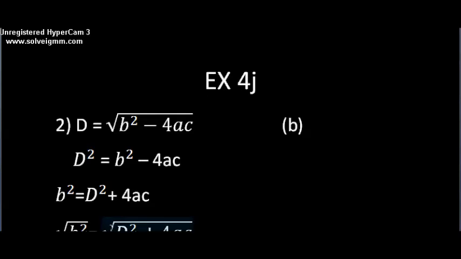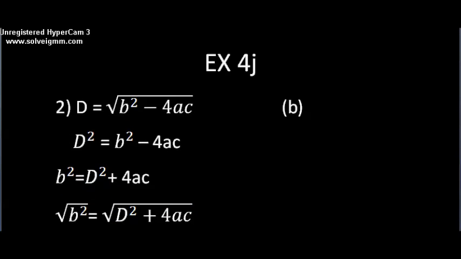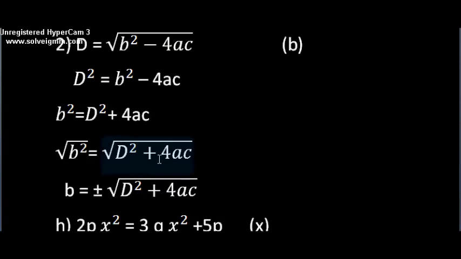And then in the next step, you have to find b actually. So all the extra terms with b you will take to the other side. It will become d square plus 4ac. But you have to find b. Here b square is given, so you will take the square root of both sides because you have to find b. So b is equal to the square root of d square plus 4ac. And with the square root symbol, your answer will always be given in plus minus.